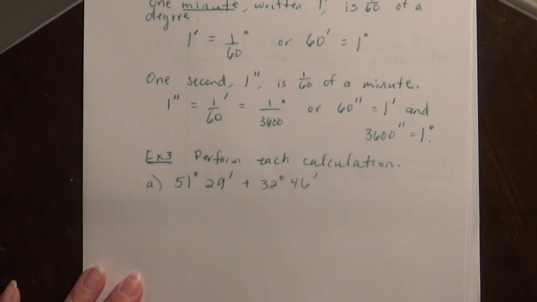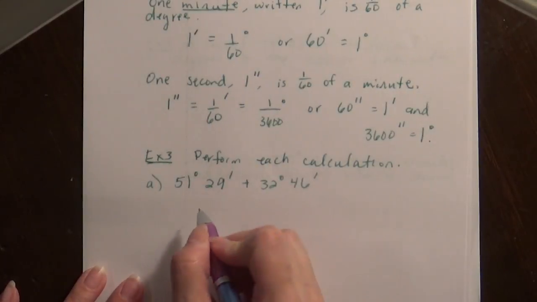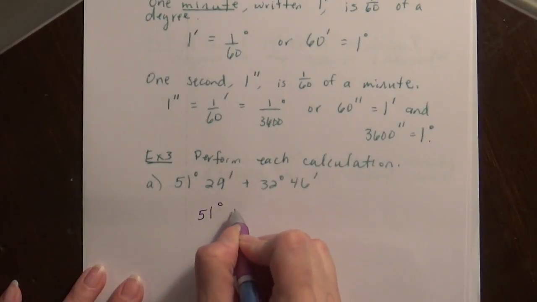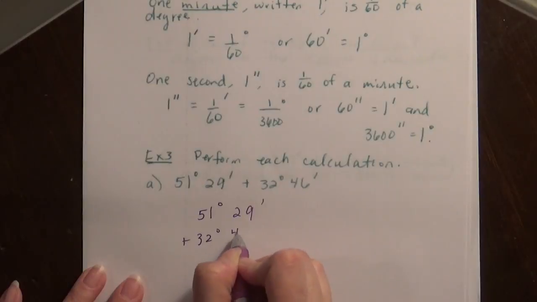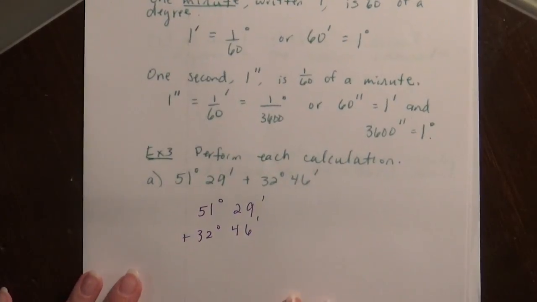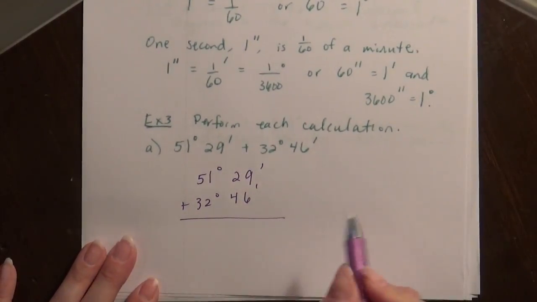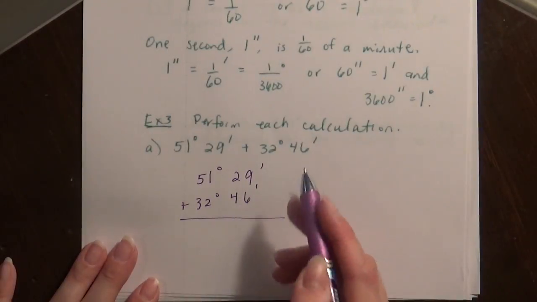In example 3, we are asked to perform the calculation. We need to add 51 degrees 29 minutes and 32 degrees 46 minutes. So I'm going to set this up as an addition problem, and I'm going to do it vertically. I'm going to line up my columns so that I've got degrees together and minutes together. So I need to do 51 degrees 29 minutes plus 32 degrees 46 minutes. And I can go ahead and add these together.